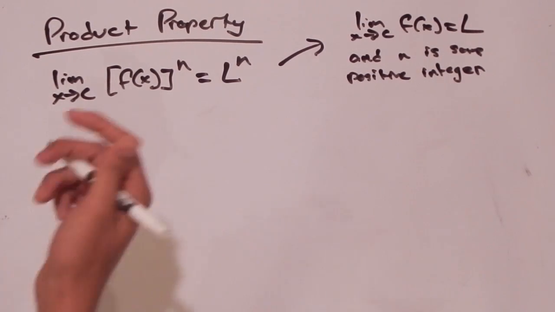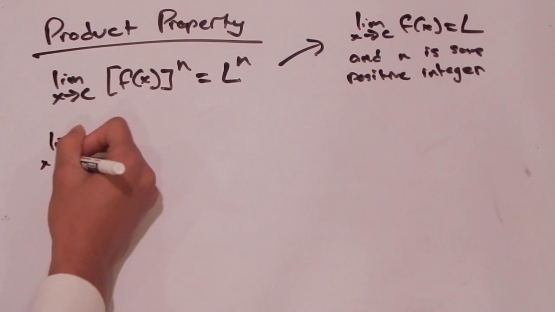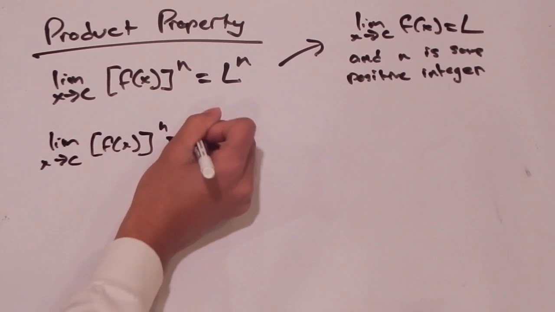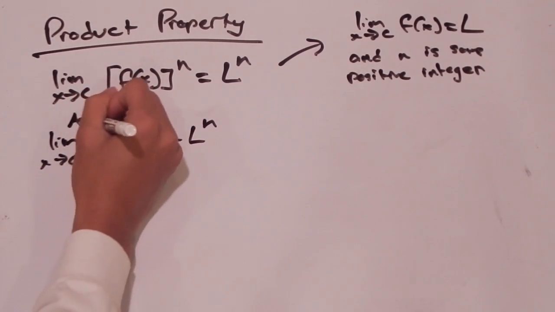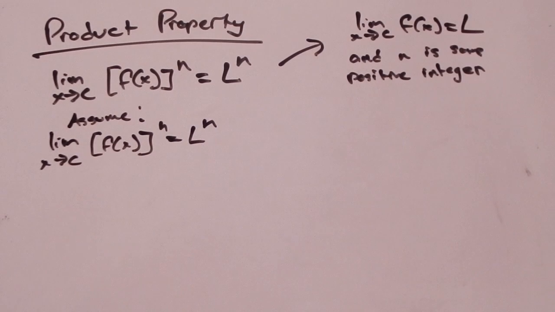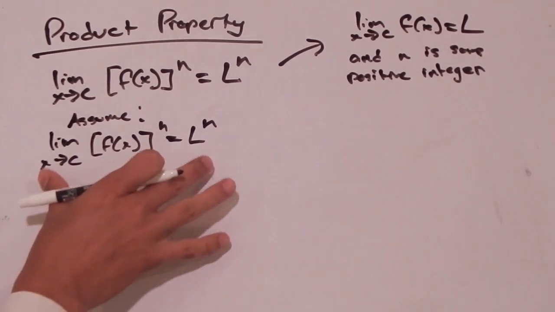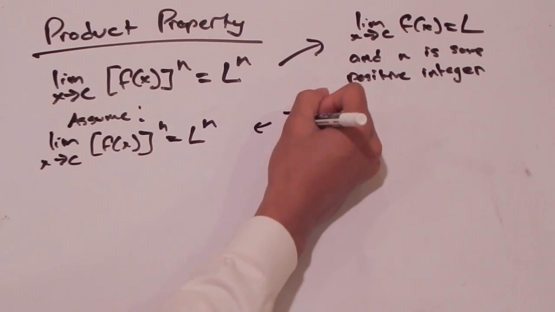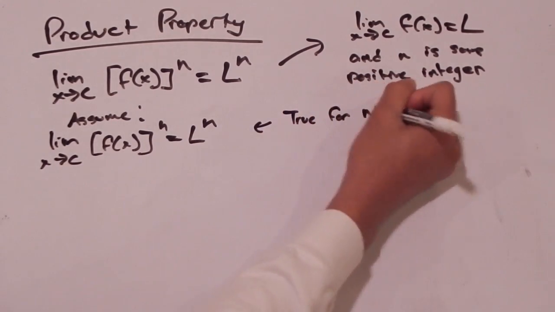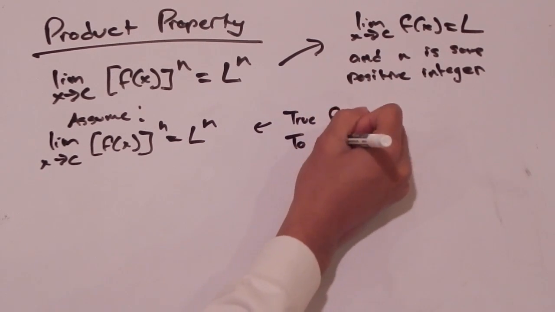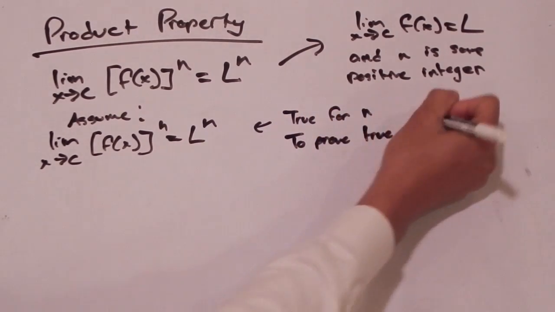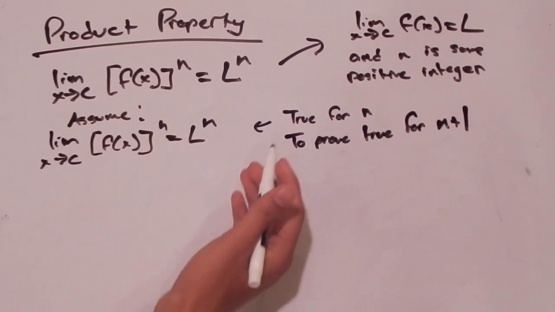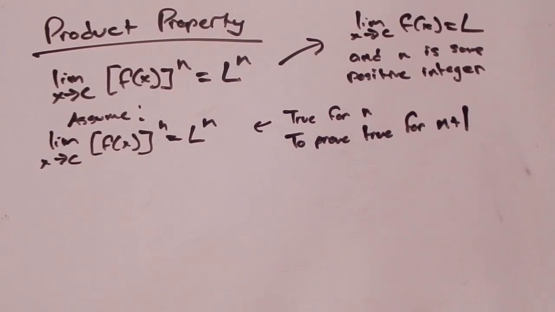Well, we're going to assume that the limit as x goes to c of f of x to the nth is equal to L to the n. So we're assuming this. And you're like, well, isn't that what you want to prove? Why are you assuming it? And you'll see in just a second. So we're assuming that this statement is true for n, and we want to prove that it's true for n plus 1. So we're assuming it's true for n. How can we prove it true for n plus 1?